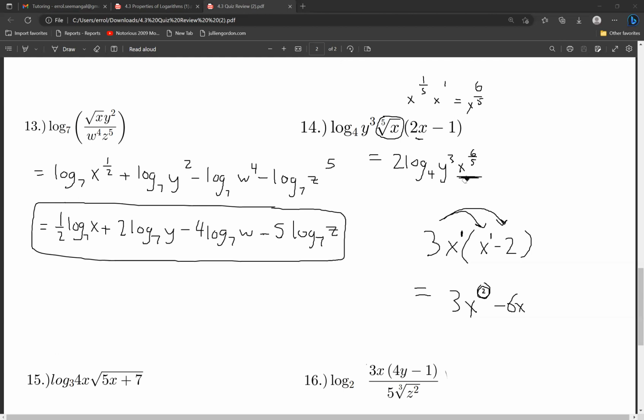Get it? Okay. Where do you get the one from? Where's the 6? Okay, so you're asking about this right here? Yes. Where am I getting the 1/5 from? You put 1/5 there, but why is it a 6 now? Why is it a 6/5?